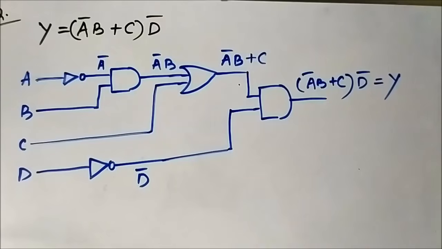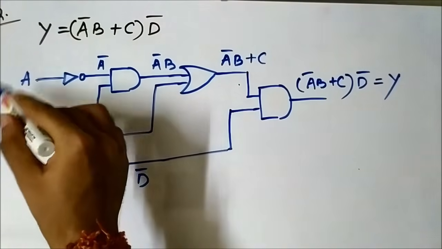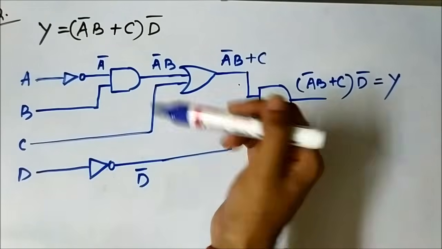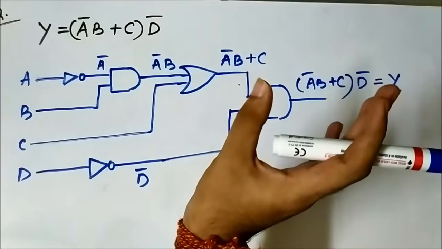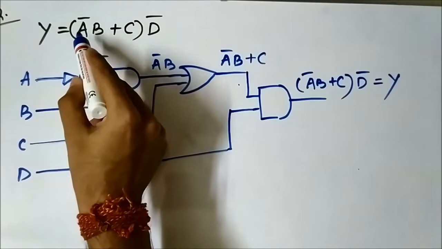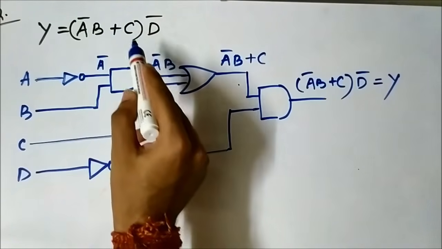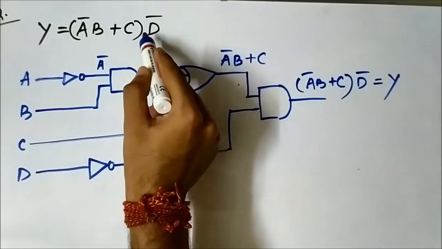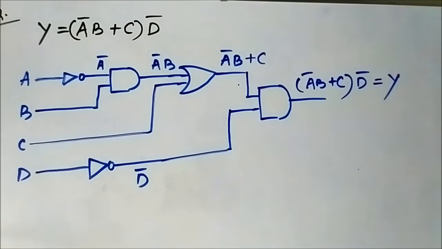Again, the same principle we applied. First we assigned the signal values which are involved, then we determined which logic gates are required, then we targeted the individual terms. Okay, here in this case first we targeted A bar B, then A bar B plus C or OR C, then with D bar the AND operation, with which we finally got the output.